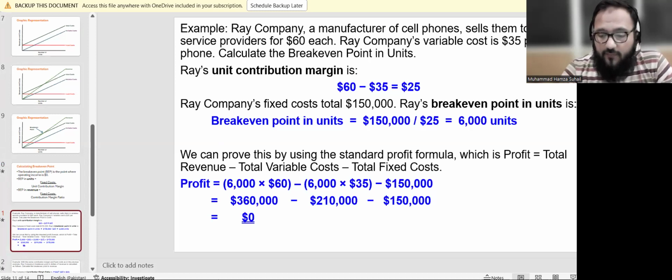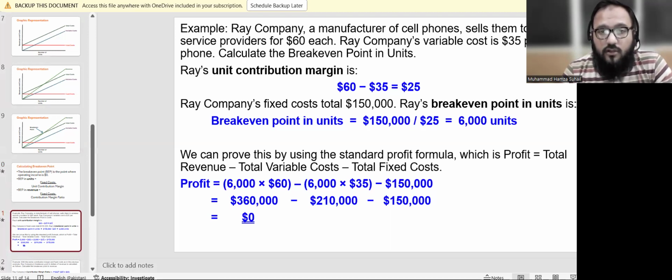So now we have another example. Ray Company, which is a manufacturer of cell phones, sells them to wireless service providers for $60 each, which is the selling price. Ray Company's variable cost is $35 per phone. Now we need to calculate the break-even point in units. So we know the contribution margin, how do we calculate it? Sale minus the variable cost per unit. So $60 minus $35 will give us $25 per unit as a contribution.